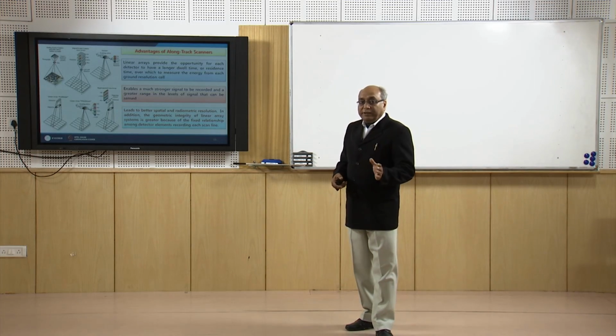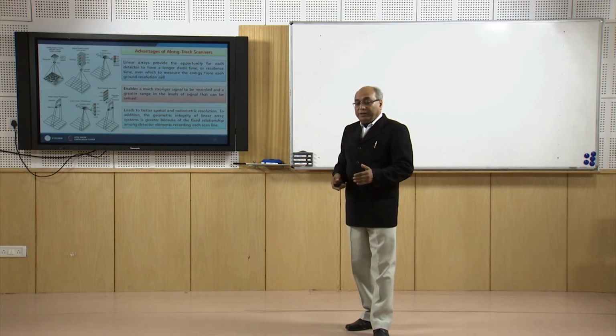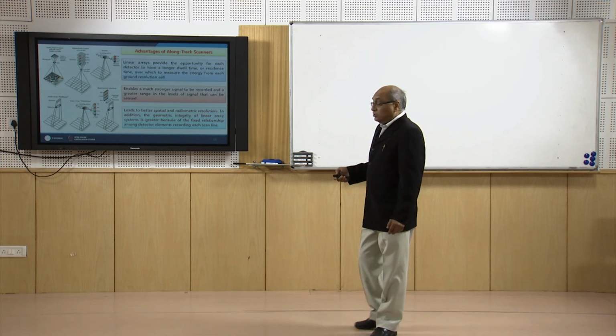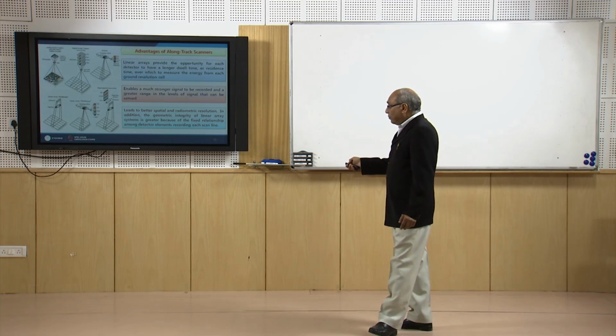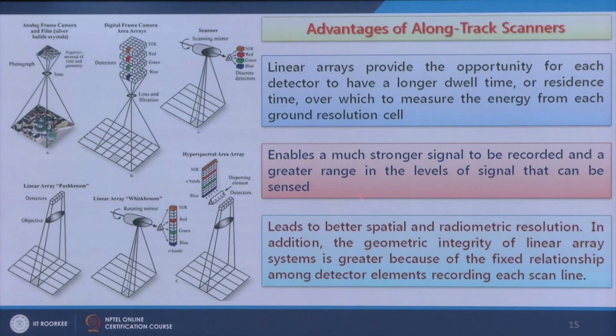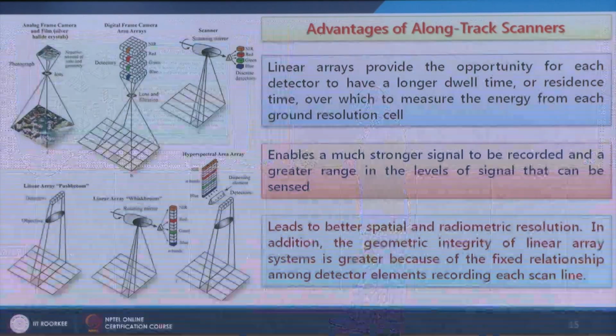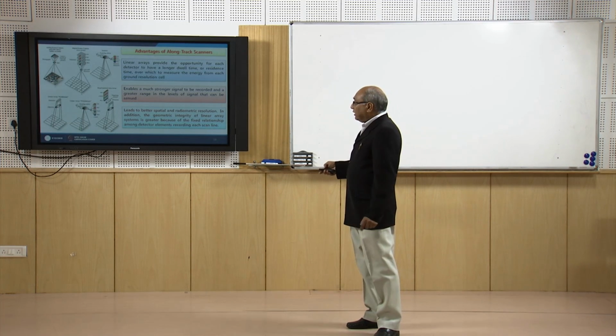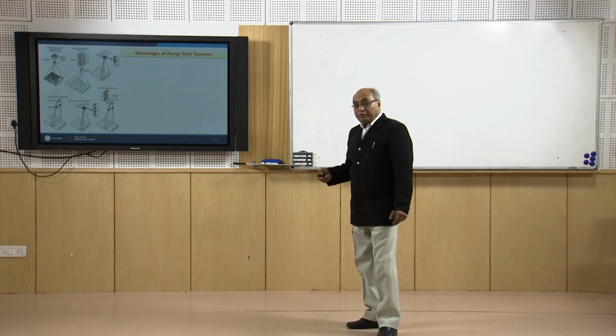Radiometric resolution basically means the quantization of the pixel. So instead of having a 6-bit image or 7-bit image, it is possible to have 8-bit, 10-bit, even 11-bit images. So the higher radiometric resolution and better spatial resolution became possible because of along track scanning systems. In addition, the geometric integrity is also better in the case of along track scanning devices. That is why they became very popular in many sensors on board different satellites.